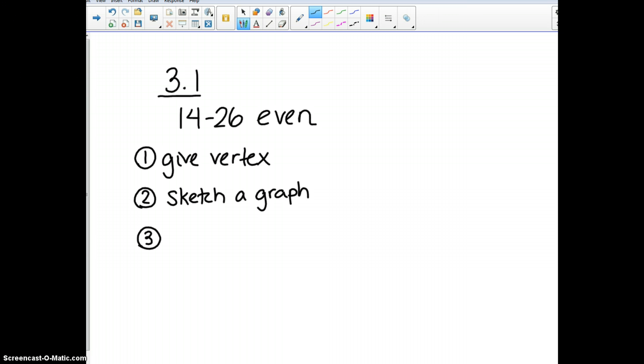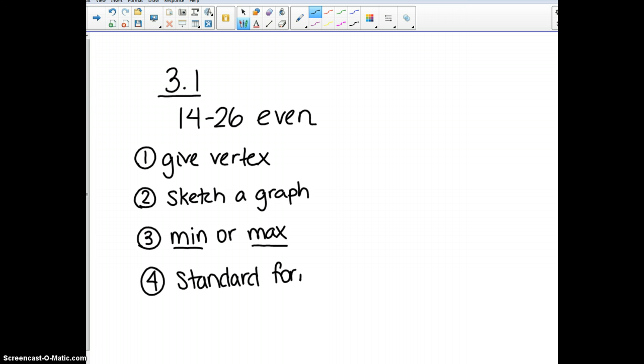I would like for you also to give the minimum or maximum value for each function. Now, don't just say that it's equal to 5. Tell me that the minimum is equal to 5 or that the maximum is equal to 5. I need to see the word minimum or maximum on there along with the numerical value where it is. I would also like to see the equation written in standard form if it's not already in standard form for you. That is what I am calling standard form, this one here.